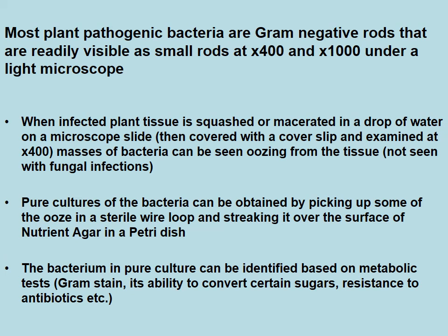Then pure cultures of the bacteria can be obtained by picking up some of the bacterial ooze using a sterile loop, otherwise known as an inoculating loop, and then streaking that over the surface of nutrient agar in a petri dish. The bacterium then in pure culture can be identified based on metabolic tests: Gram stain, its ability to convert certain sugars, whether or not it contains certain enzymes, and also its resistance to different antibiotics.